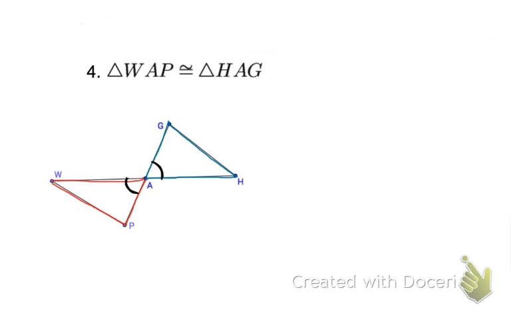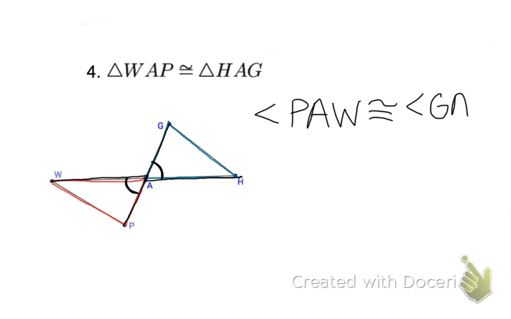So the way that we can name the angle in the red triangle, I would start with P. P-A-W. So angle PAW is congruent to, I'm going to start with G for this one, G-A-H. And since those are vertical angles, they are congruent.